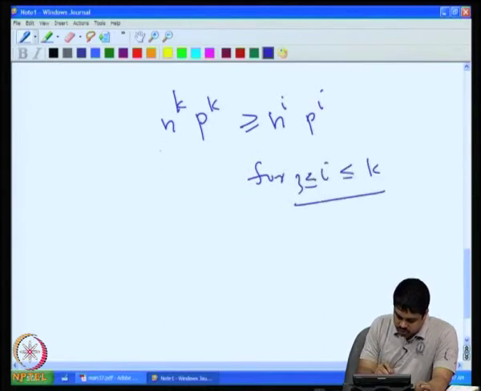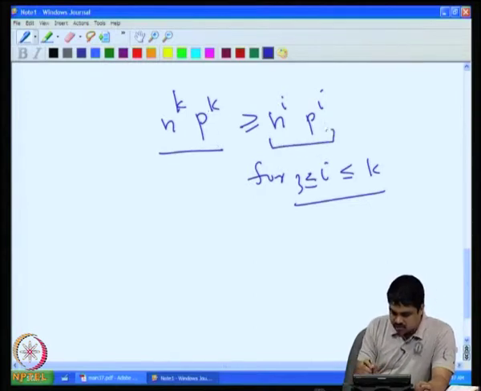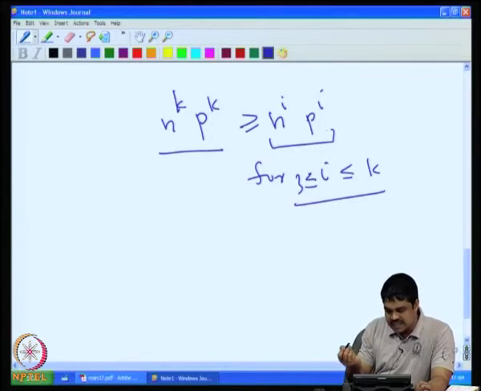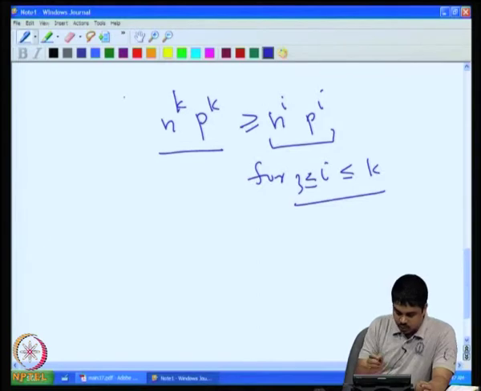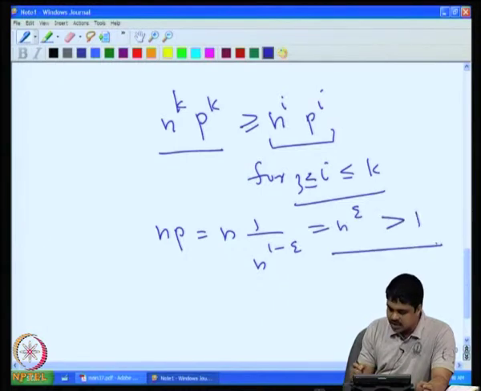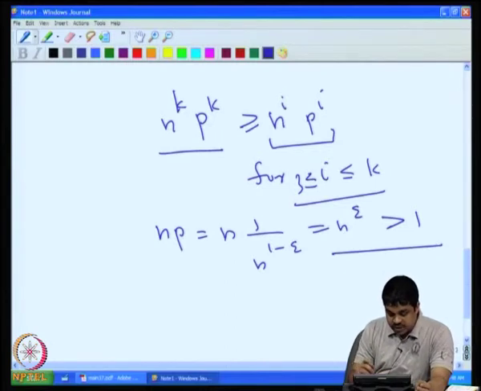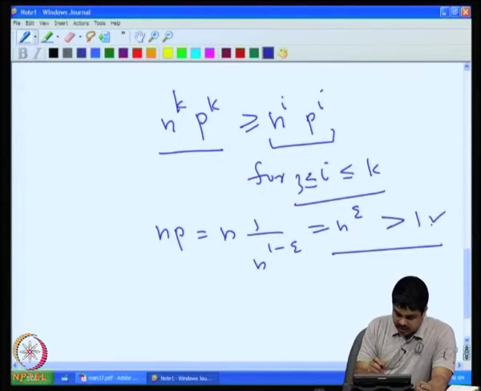Why is it so? Is it possible that this somehow decreases at some point? For instance, I think that as we increase i, this should grow. It will grow because n p is equal to n into 1 by n raised to 1 minus epsilon, which is equal to n raised to epsilon, which is greater than 1. This is a quantity greater than 1 by assumption. So, we are assuming n is large enough so that this is greater than 1, and so this will grow.